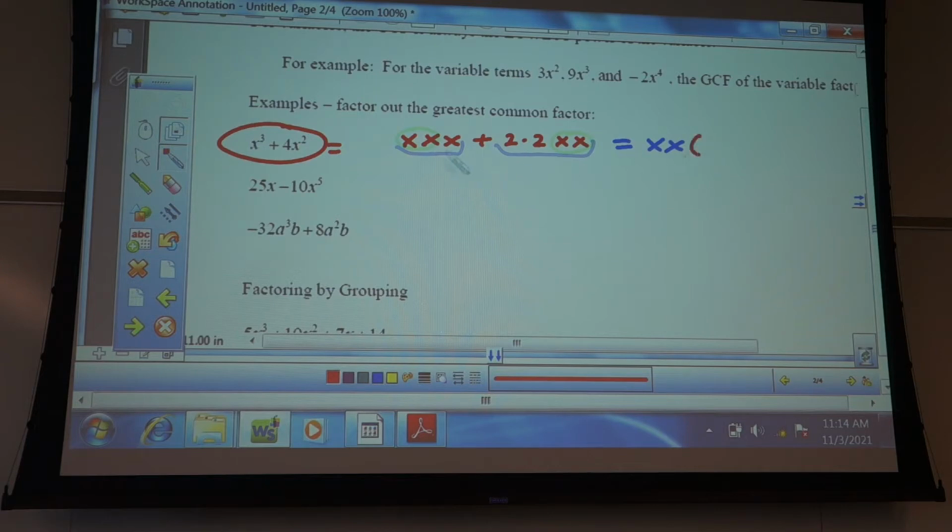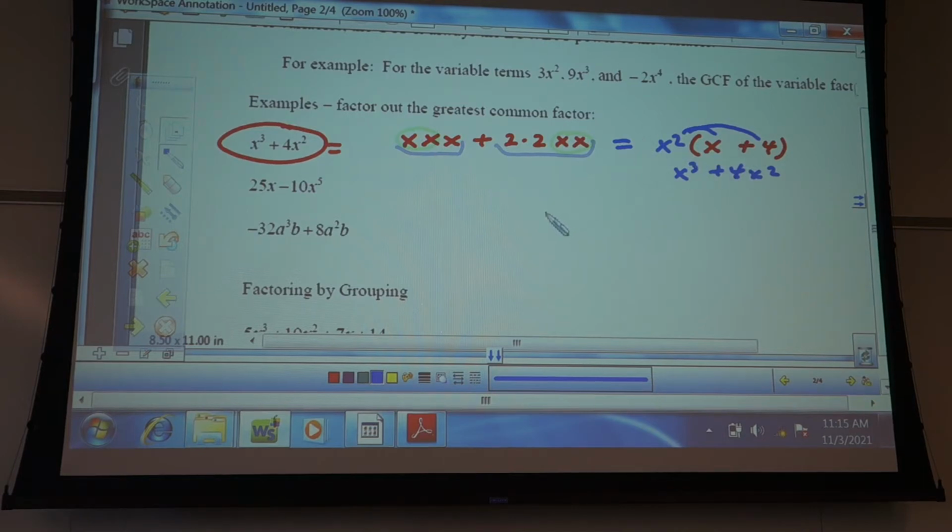And then what am I left with? Well, here's x plus 4. If I were to distribute this back in, with the distributive property, and multiply those, I get x squared times x, which is x to the third, and x squared times 4, which is 4x squared. So they're the same thing, right? I've just pulled out, like she was saying, you kind of undo the distributive. See what you can pull out of both things.